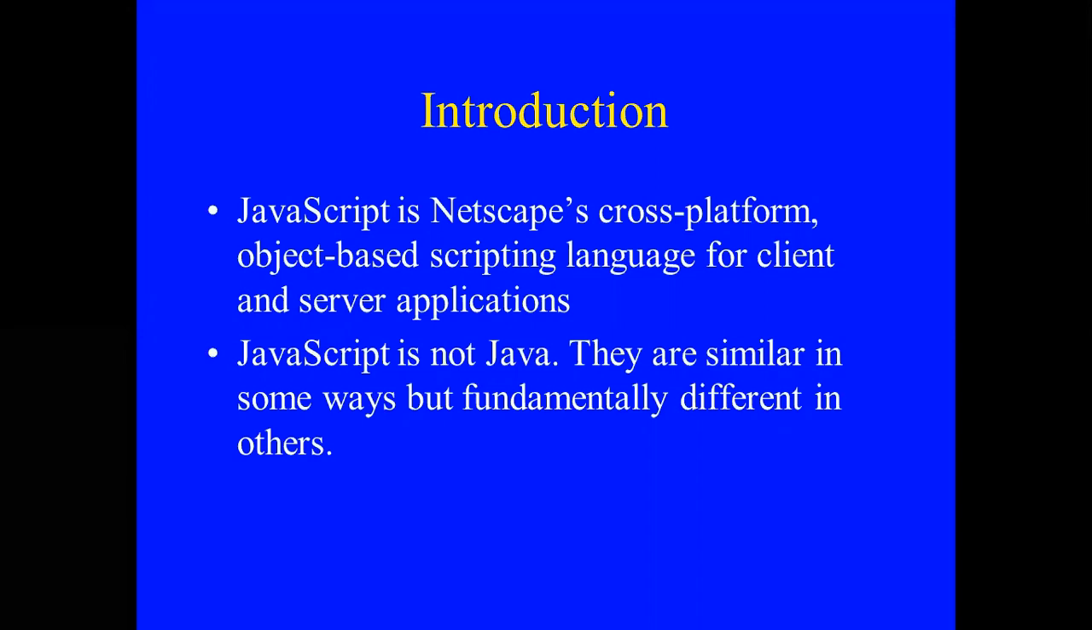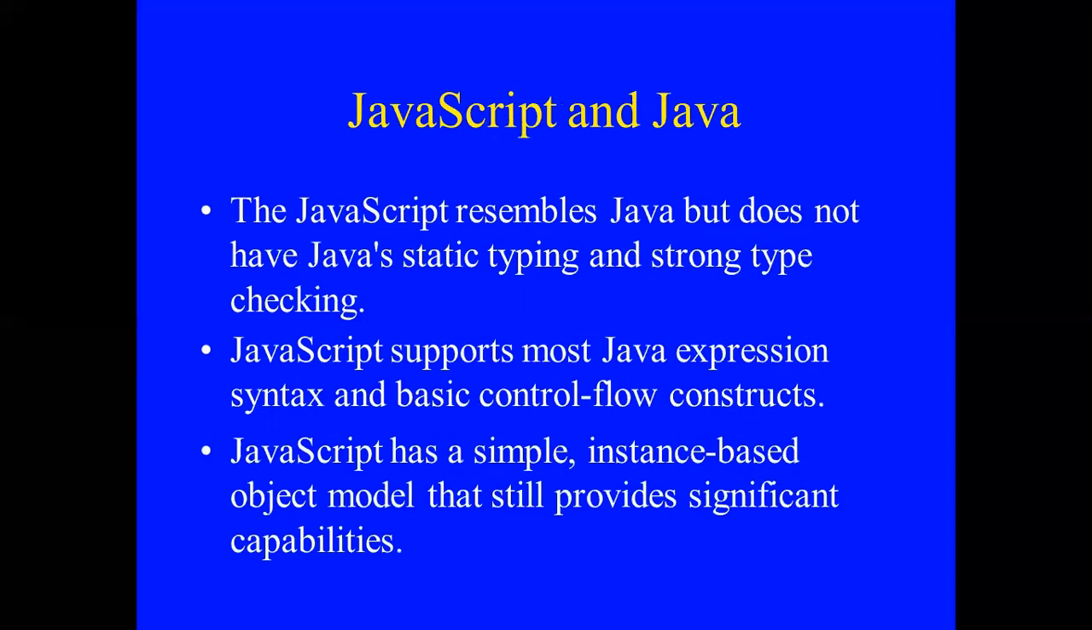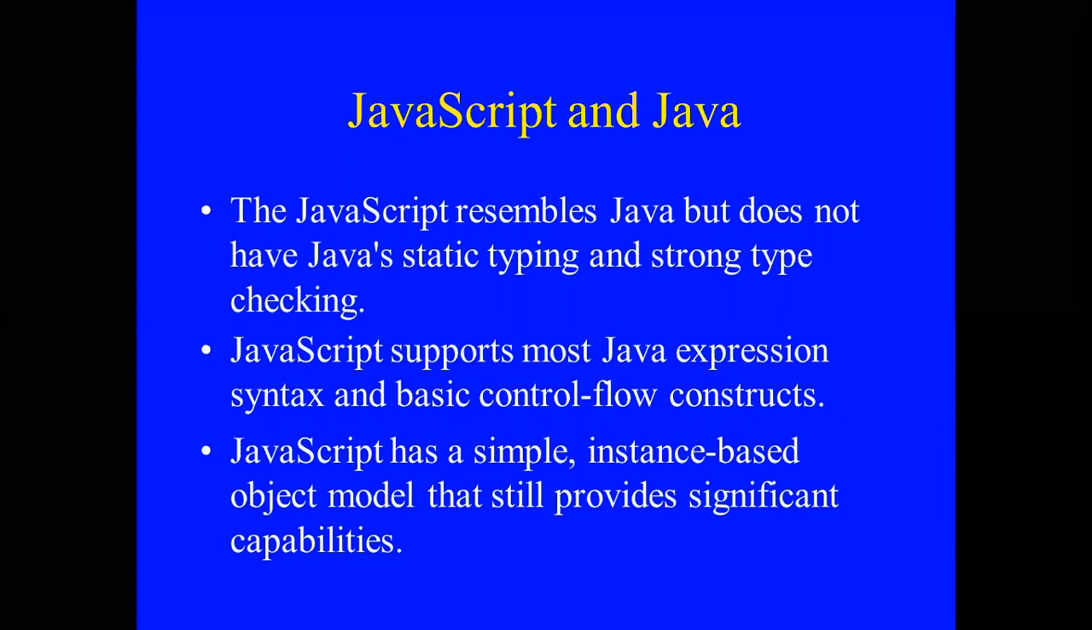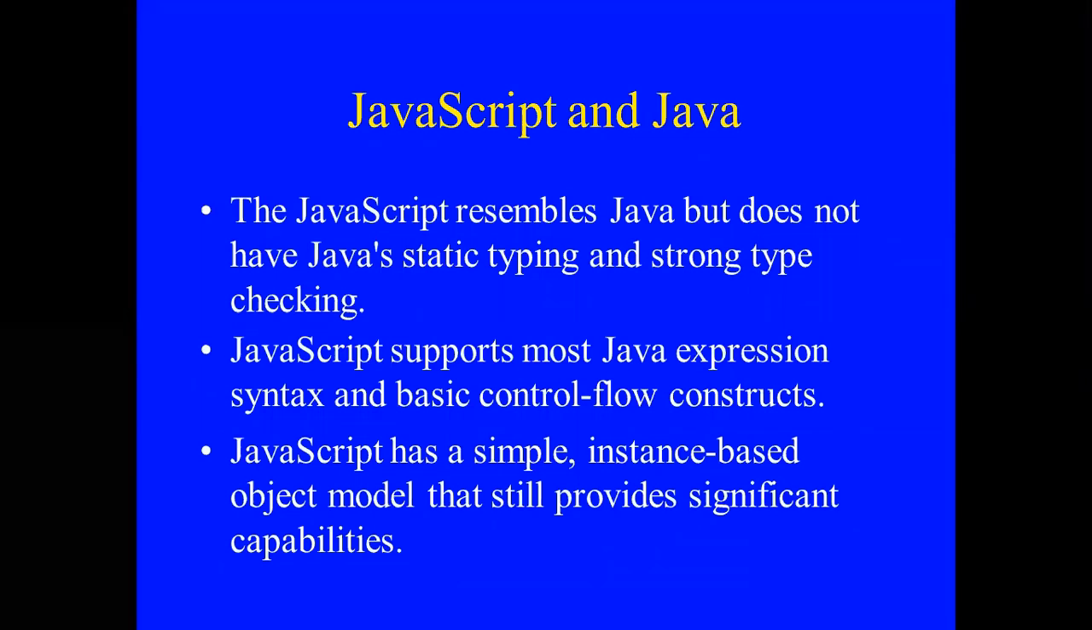JavaScript is a scripting language for client or server applications. There are some similarities between Java and JavaScript, but fundamentally JavaScript is different. The behavior of both is different. JavaScript takes some part from Java, but it is not similar. The behavior or execution of Java and JavaScript is different. The control flow of JavaScript and Java is different.